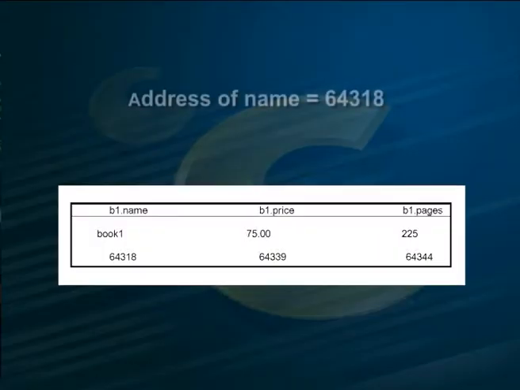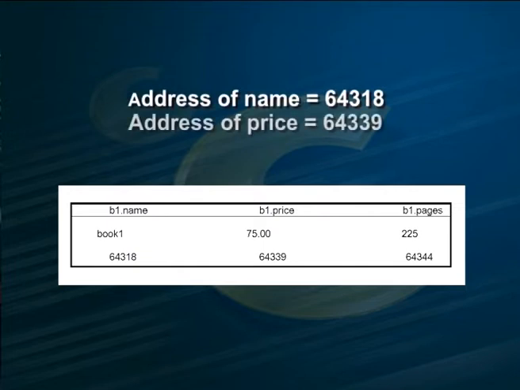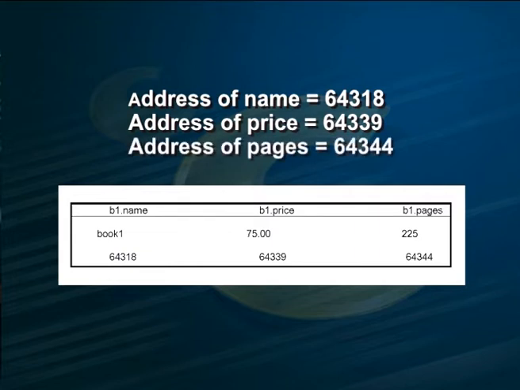Here is the output of the program. Address of name equal to 64318, address of price equal to 64339, address of pages equal to 64344.